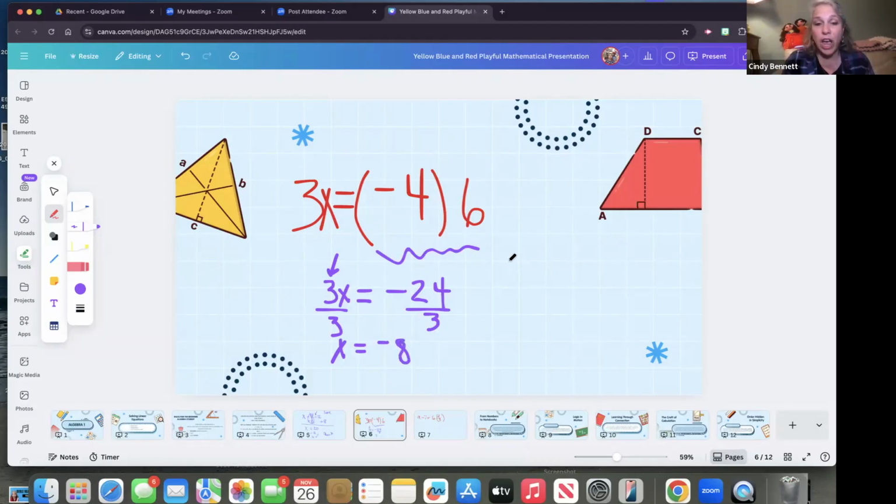Now I'm going to check. So I go back to the original equation, substitute x with -8. And then -4 times 6 is -24. And so -24 equals -24. So it checks out. All right, so it is correct.